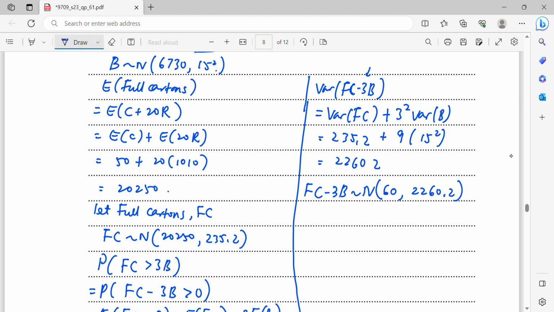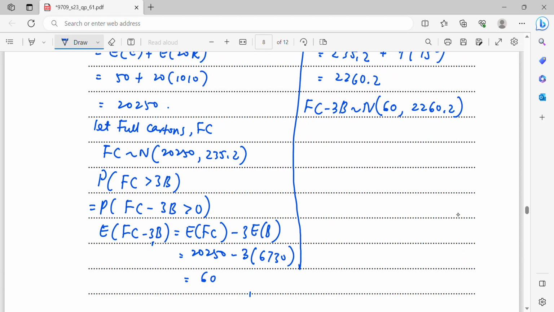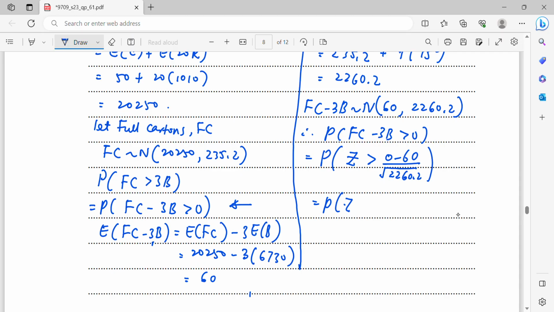And now we need to solve this probability. Okay, therefore, P(FC - 3B > 0) will be same as P, standardize it, then greater than (0 - 60) over square root of 2260.2. Then you will get P(Z > -1.262).